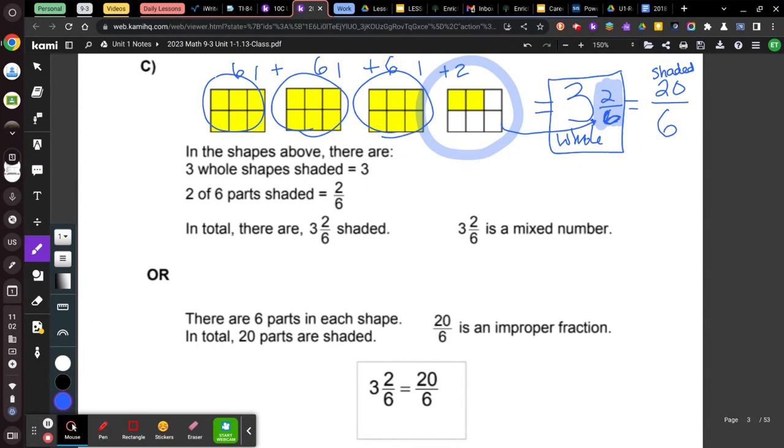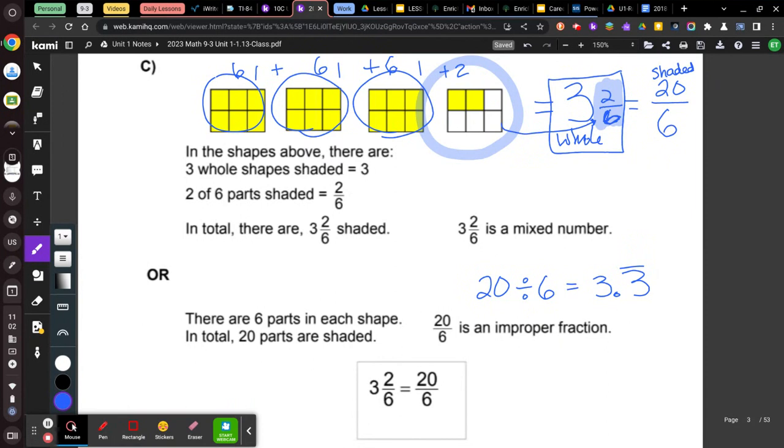So now if I type in the numbers, 20 divide 6, to get a decimal, you're going to get 3.3 repeating. So type it in. You should get 3.3 repeating.